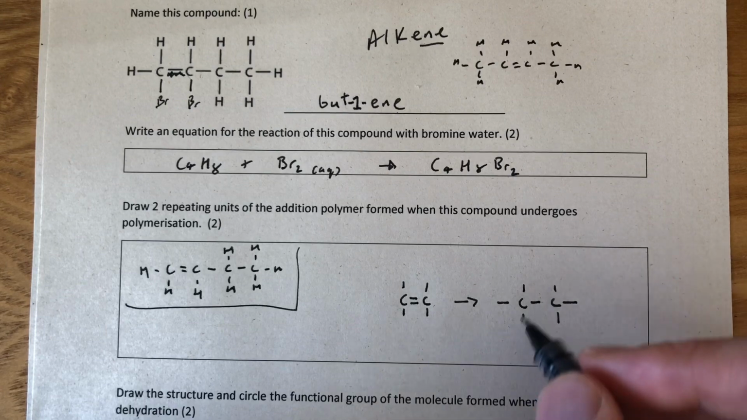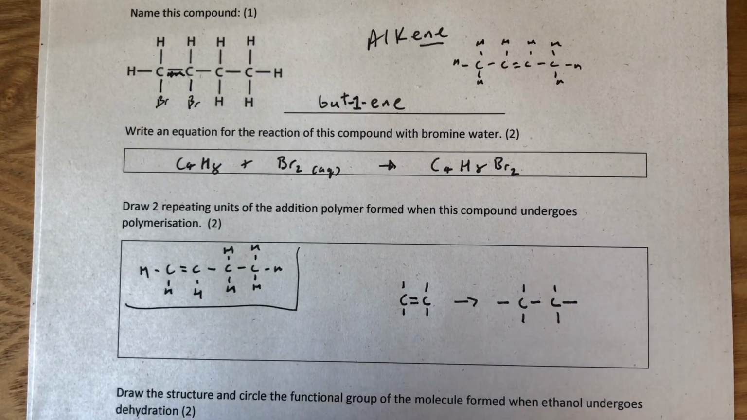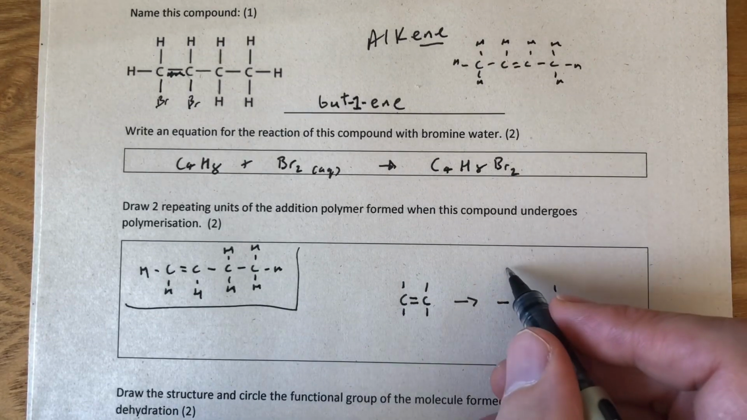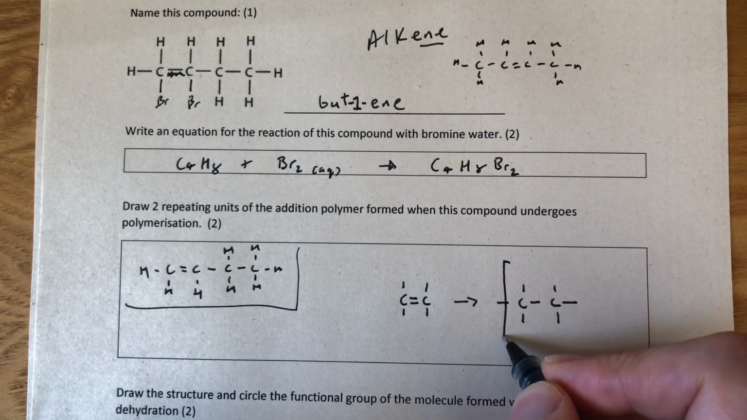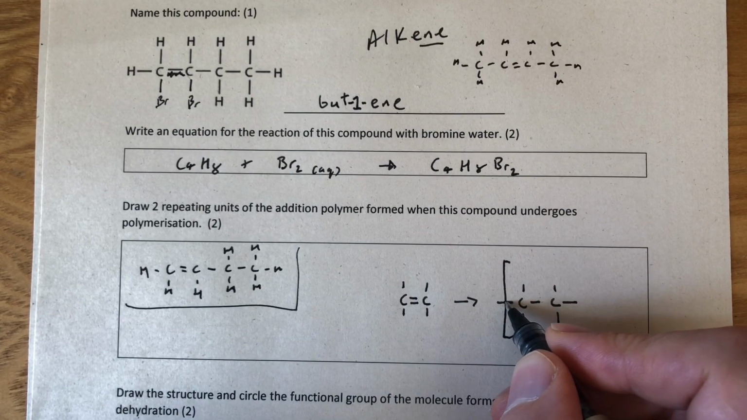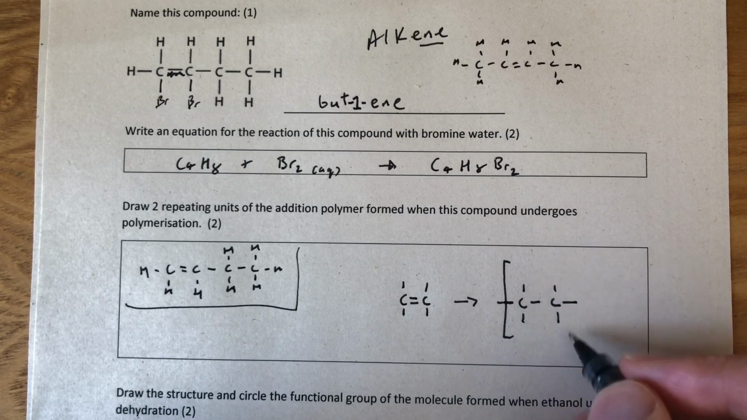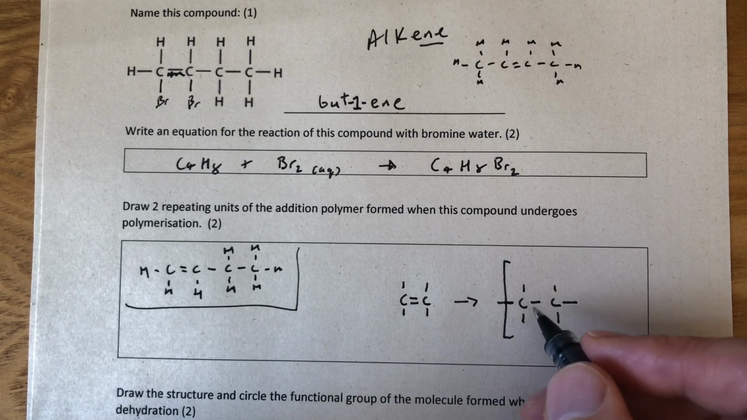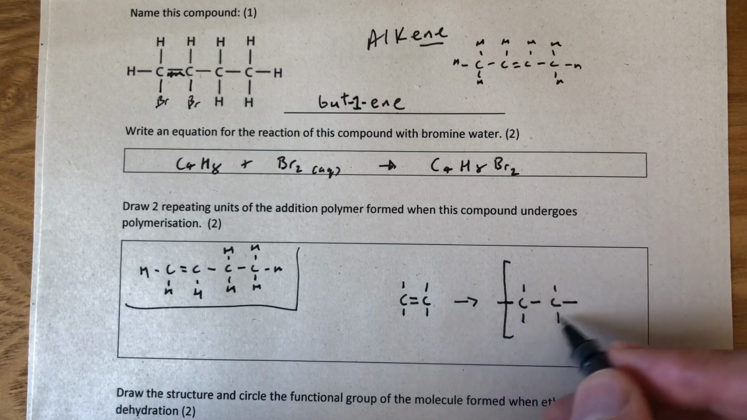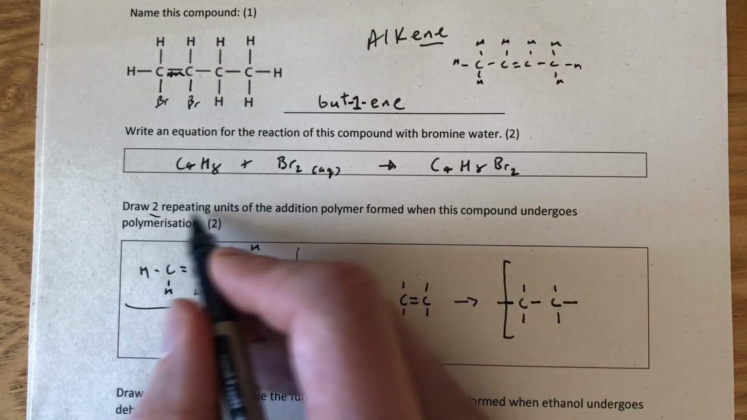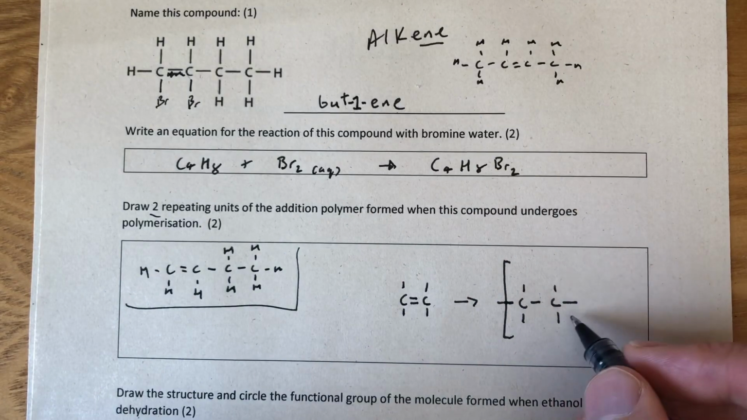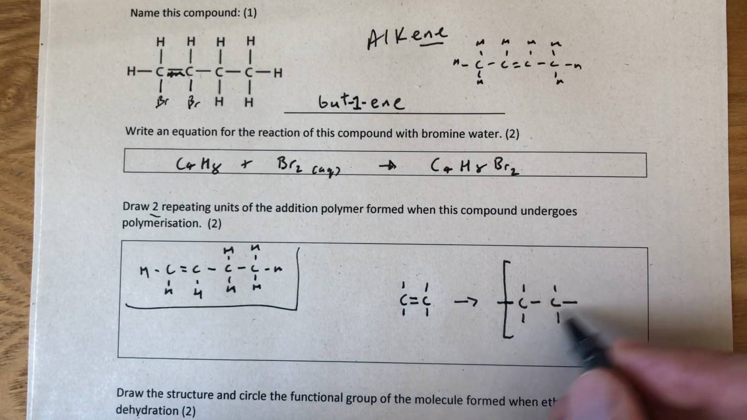Now, to show it's addition polymerisation, we're just going to put a bracket through that, and if we were just doing one repeating unit, we'd put a bracket through that one, and we'd write the letter n outside. But because it's asked for 2 repeating units, not 1 repeating unit, this will be 1 repeating unit. So we just need to draw this again, exactly the same.